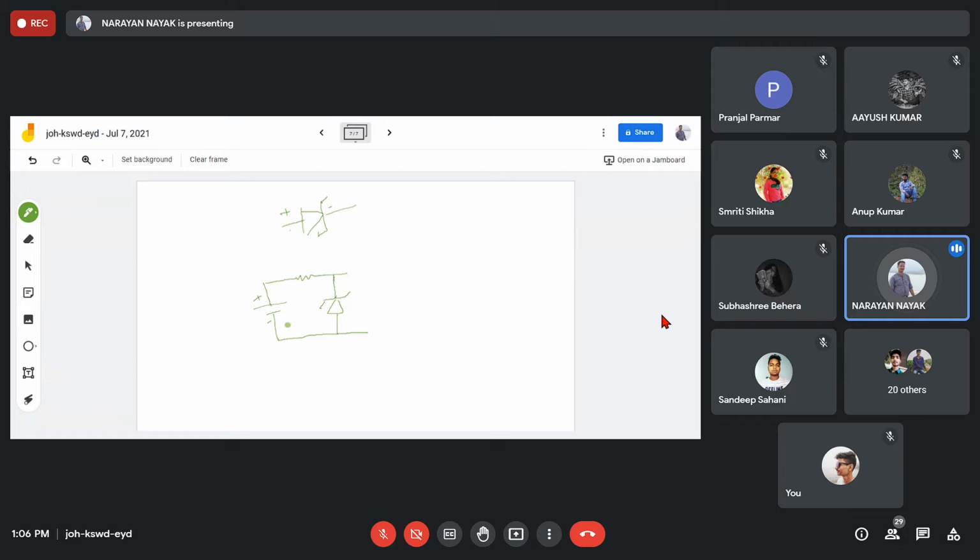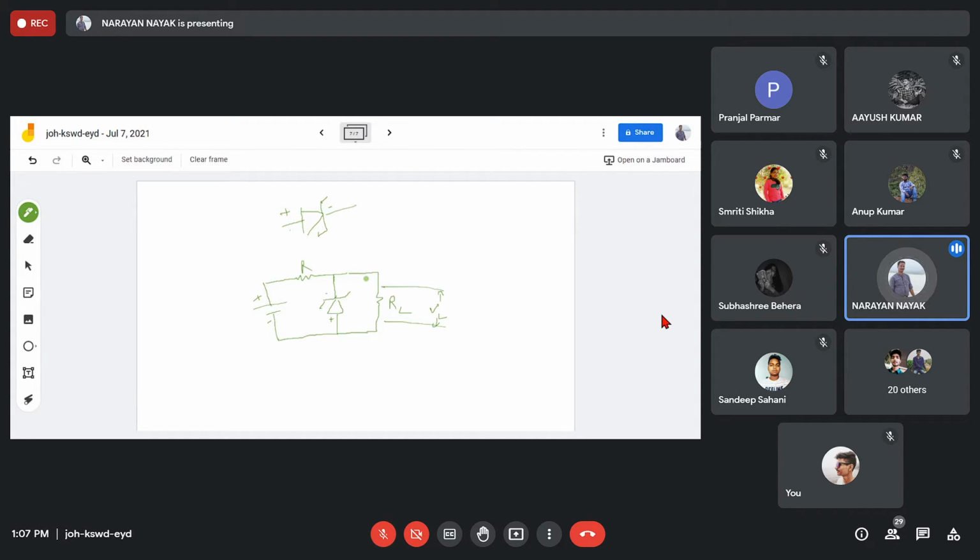Means negative is connected to the positive. This is a positive, and positive is connected to the negative. Always connect in parallel. So this is your RL, where you are getting the output voltage VL, and this is a fixed resistor. So this is your equivalent circuit.